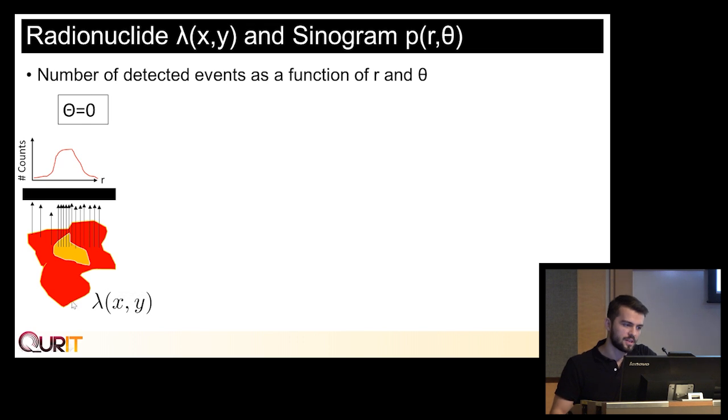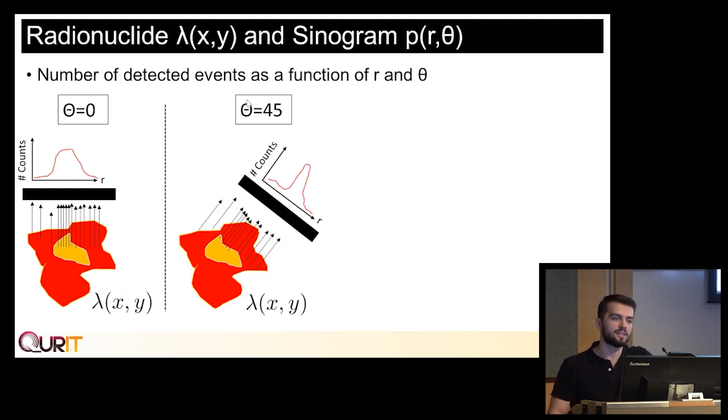So suppose I have this concentration here, lambda of xy. Maybe I have more radionuclide concentration in the yellow region, and then this black thing is the detector. And I plot the number of counts versus r, and r is just the position along the detector. And maybe I get more counts in the middle like this, so that's at theta equals 0 for the detector.